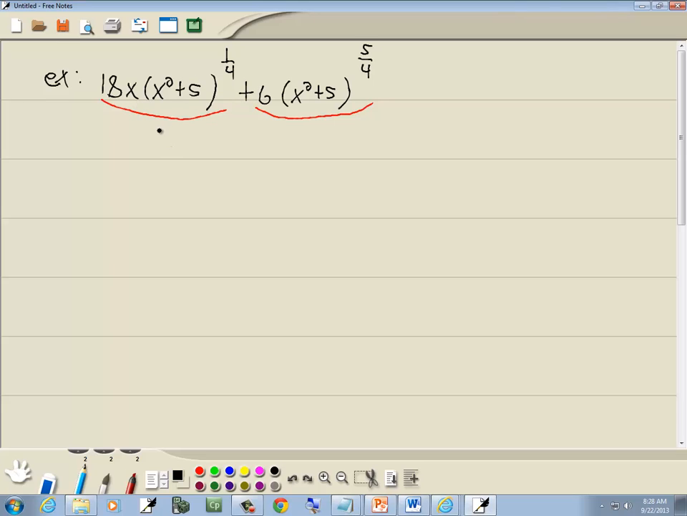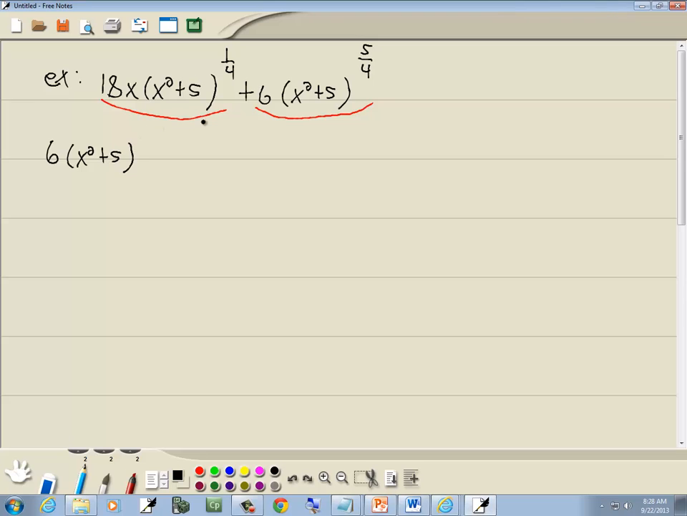So as I look at these groups, first thing I'm going to do is look at the numbers. So we got 18 and 6. The GCF of that, largest number that divides into both of them, is 6. So I'm going to be able to factor 6 out. Now this one has x to the first power, but this one doesn't have x to a power, so I can't bring any x's out. Now here we got an (x squared plus 5) to a power, and here we have an (x squared plus 5) to a power. We can factor out an (x squared plus 5) to a power.